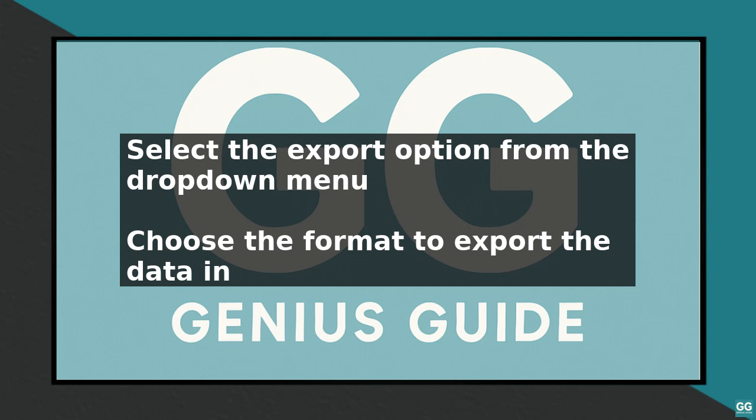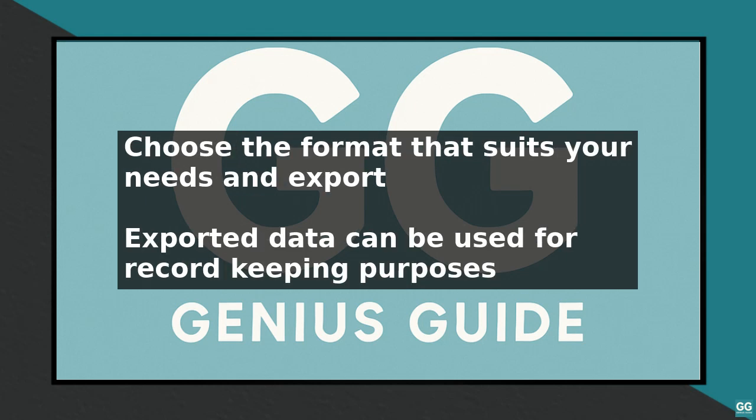It is a good practice to regularly export and review your bill negotiation data to track your progress and stay on top of your expenses. Additionally, exporting your data can be useful for record-keeping purposes or for sharing with your accountant or financial advisor. By following these steps, you can easily export your Rocket Money bill negotiation data and make the most out of the service.